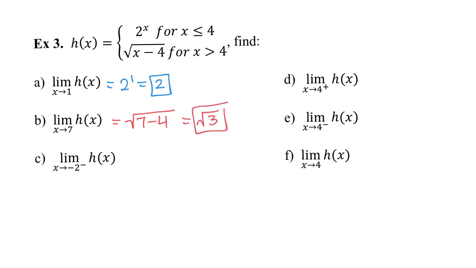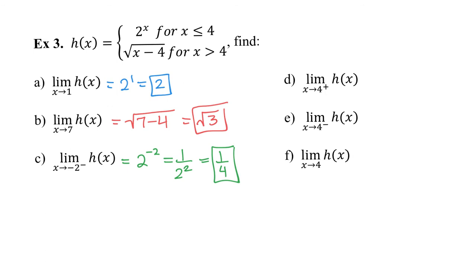Okay, now if I do negative 2 from the negative side, where is negative 2? Negative 2 is less than or equal to 4. So whether I'm coming at it from the negative or the positive side, I'm still using the same equation. So I'm going to just plug it in. Nothing weird happens there. What is that? That's 1 over 2 squared, which is 1/4.